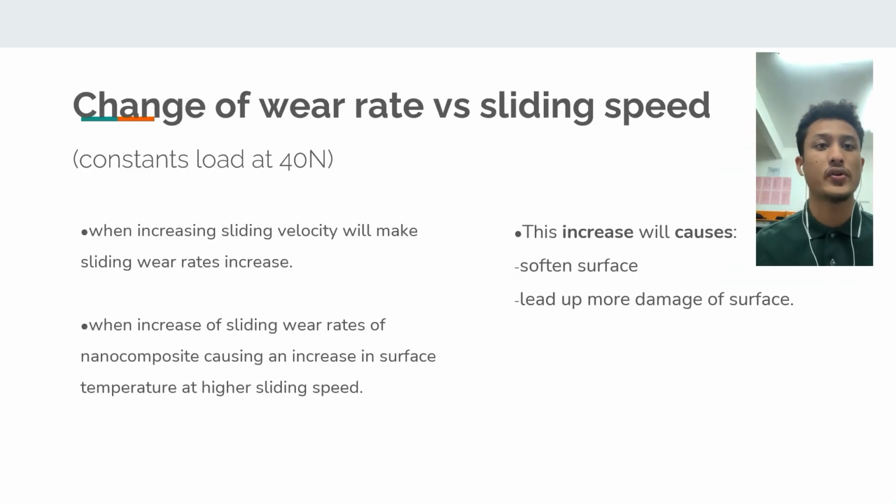Change of wear rate with sliding speed, contact load at 40 Newton. Firstly, increasing sliding velocity makes the sliding wear rate increase. Secondly, the increase of the sliding wear rate of the nanocomposite is caused by an increase in the surface temperature at higher sliding speed.